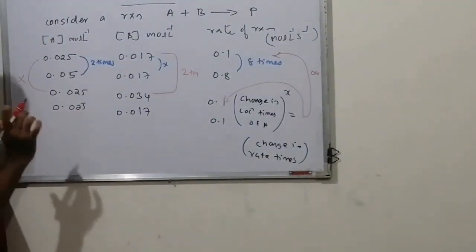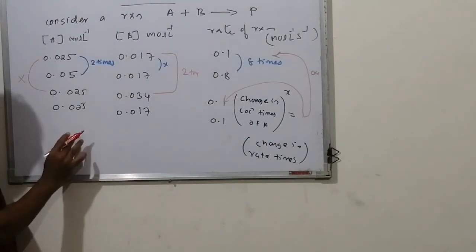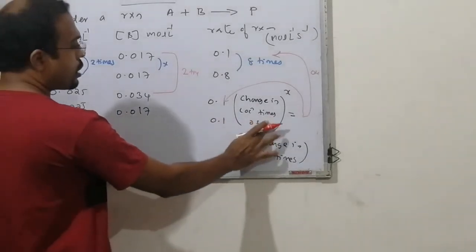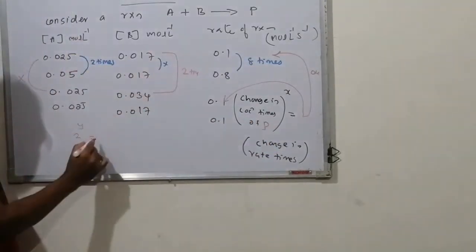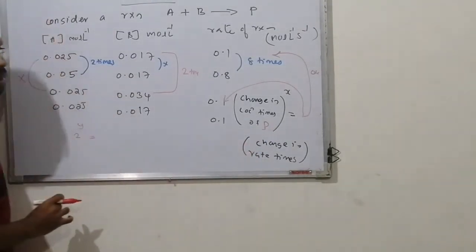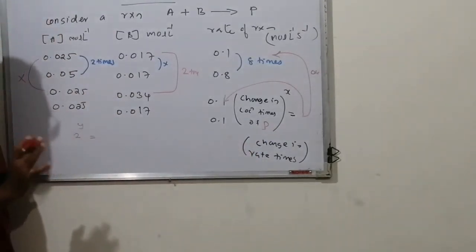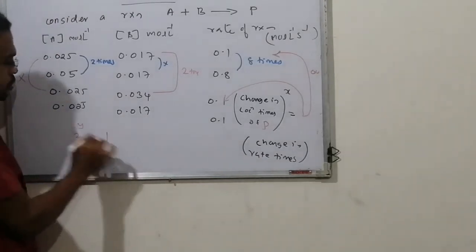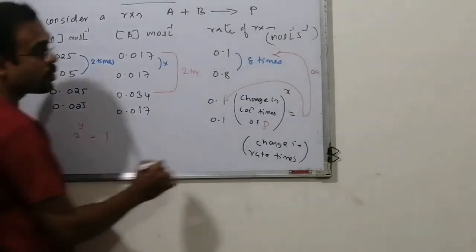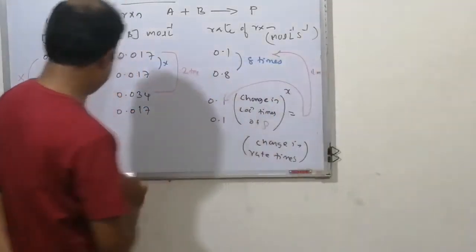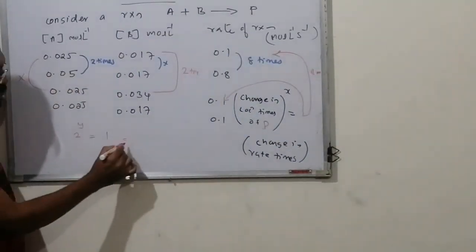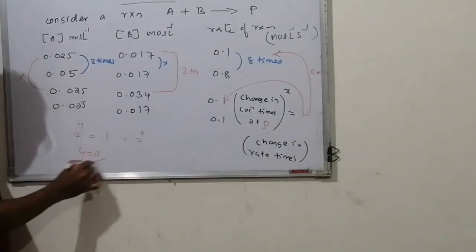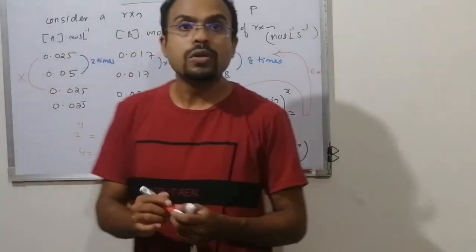Therefore, in the case of B, 2 raised to y, the change in concentration of B, that is 2 times, is equal to the change in rate. What is the change? No change. That is 1 times. No change means 1 times. How is it possible? This is possible when you have 2 raised to 0. Therefore, y is equal to 0.